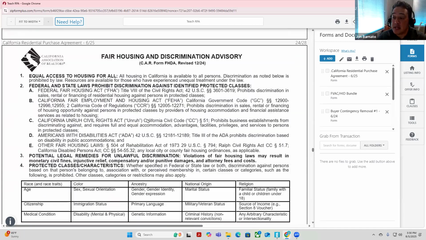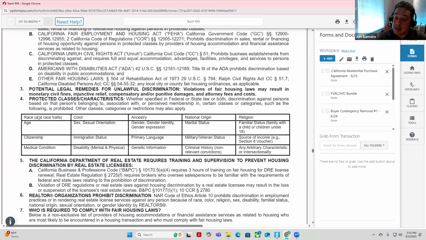Okay, fair housing and discrimination. These are protected classes, and you can't discriminate. In your marketing, you can't refer to anything like this. Medical condition. These are protected things. Does that make sense? Immigration, primary language. Military, you can't do anything. Close to Beale Air Force Base.